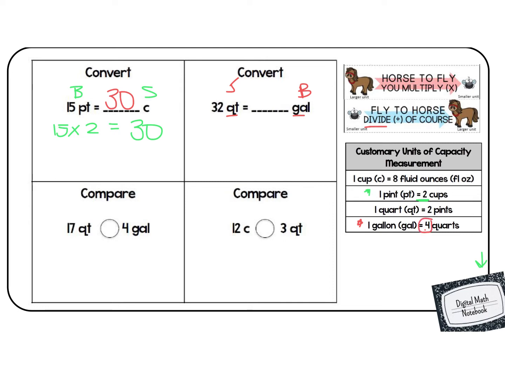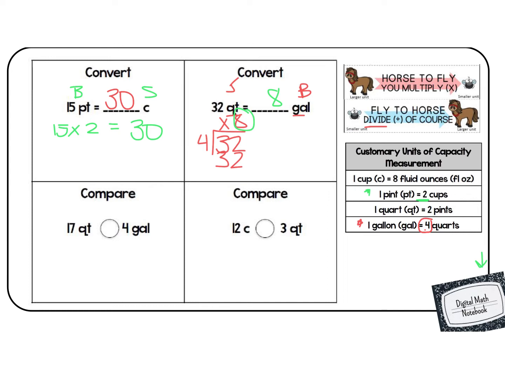I'm going to go back to my chart by 4. So I need to do 32 divided by 4. 4 doesn't go into 3, so it has to go into the whole number. But it's okay because this is a math fact. 8 times 4 is 32. So that must mean that there are 8 quarts in a gallon. Or that 32 quarts is 8 gallons.